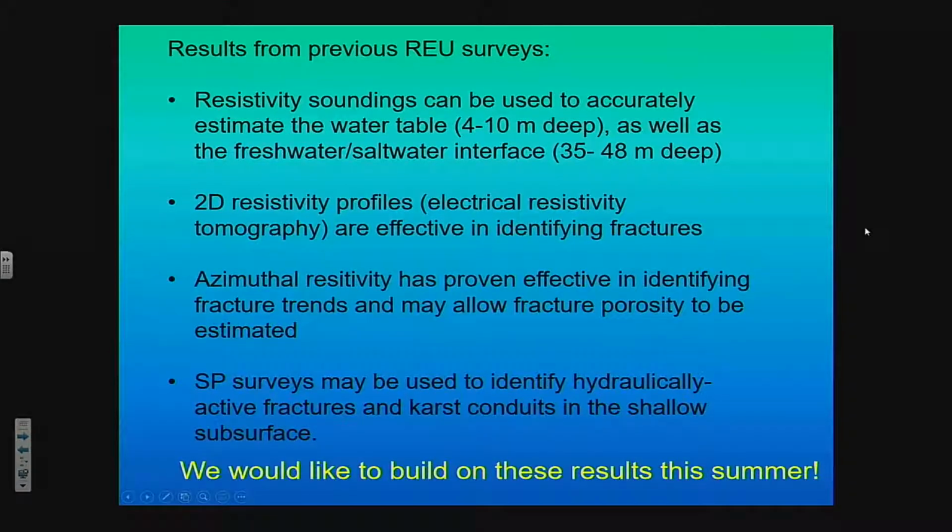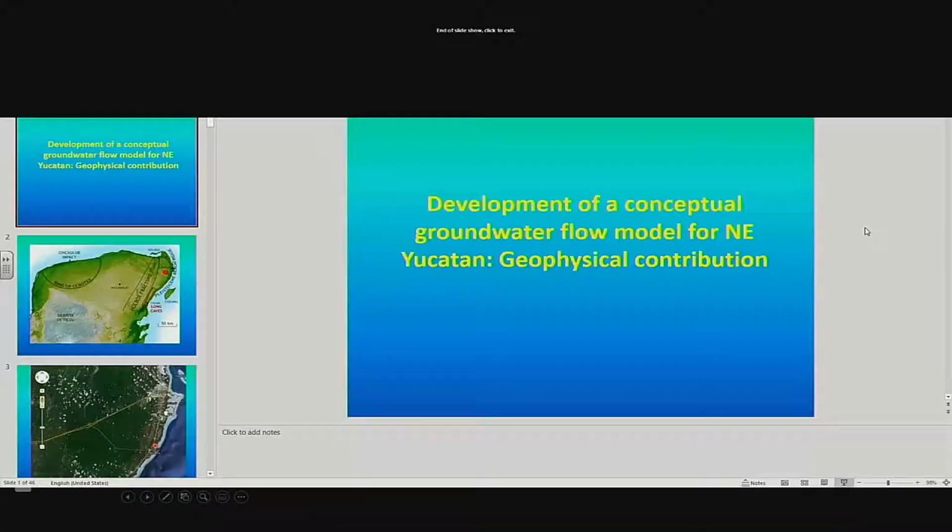And then SP surveys were also useful to identify hydraulically active fractures. One of the things that we'll do with the SP surveys, by the way, is set up the electrodes and then I'll pour water on the ground. And you'll be able to actually see the SP change as the water seeps into the ground. It's kind of exciting. So again, we want to build on these results this summer so we can eventually integrate this into a research article. So that is the last slide. Questions?